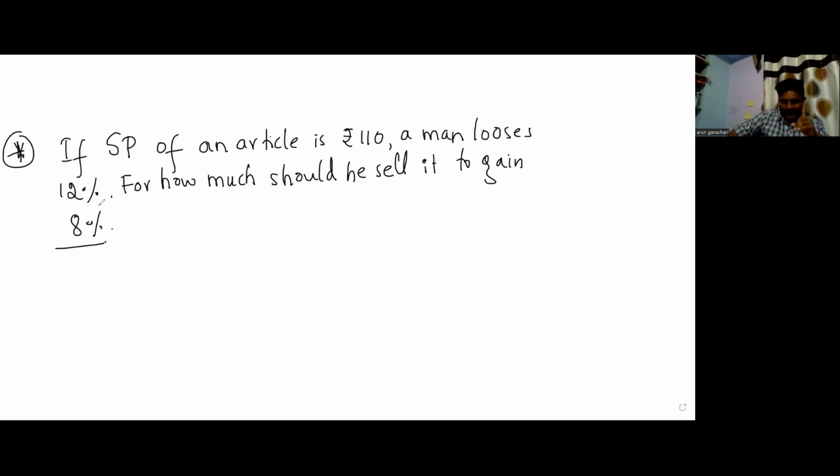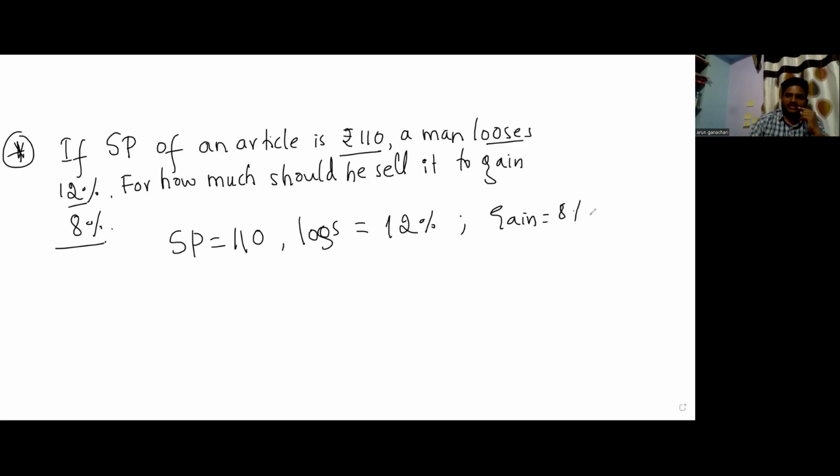Here, instead of giving one transaction, he'll give you two transactions. What are the two transactions? He is telling you the SP of an article was 110, and the man loses how much? 12%. When the article was sold at 110, the loss was 12%. Then he is asking you to have a gain of 8%. What should be my SP?